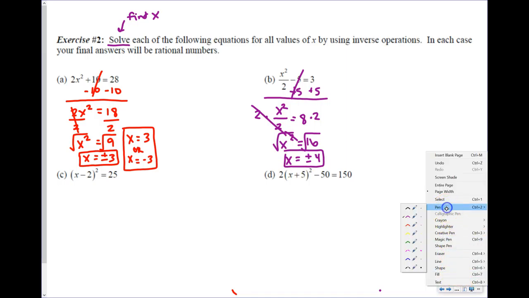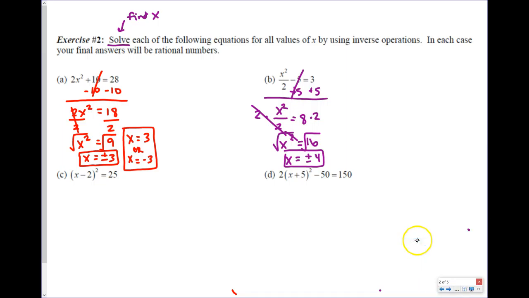Now letter C is a little interesting, because normally when you see this parentheses squared, you want to multiply the whole thing out. But I'm going to teach you something very important here. Instead of multiplying this whole thing out, do you see how there's this little squared right here? We can undo that by taking the square root of this entire thing. That will cancel out the squared, and I'll take the square root of this as well, which leaves me with just x minus 2 equals plus or minus 5.